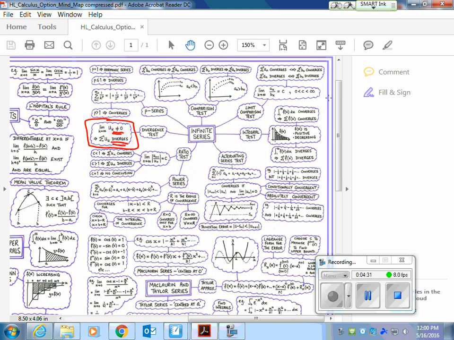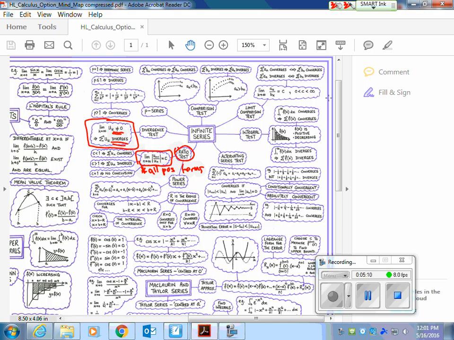Ratio test next. If you do the ratio test, this is u of n plus 1 over u of n, the limit as n approaches infinity, you're going to get a value of, we called it L, they called it C. The assumption is all positive terms. That's because if it's convergent, that C is going to be less than 1. But what's it greater than? If it's less than 1, it's got to be greater than 0, right? So that's why we say all terms positive, because it goes from 0 to 1.